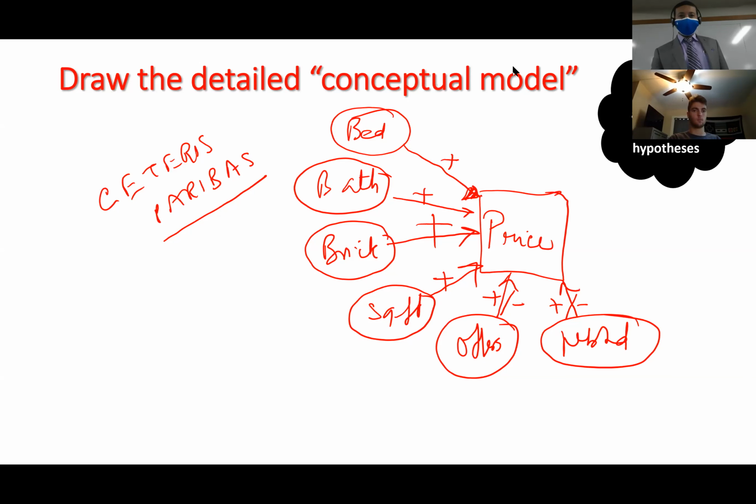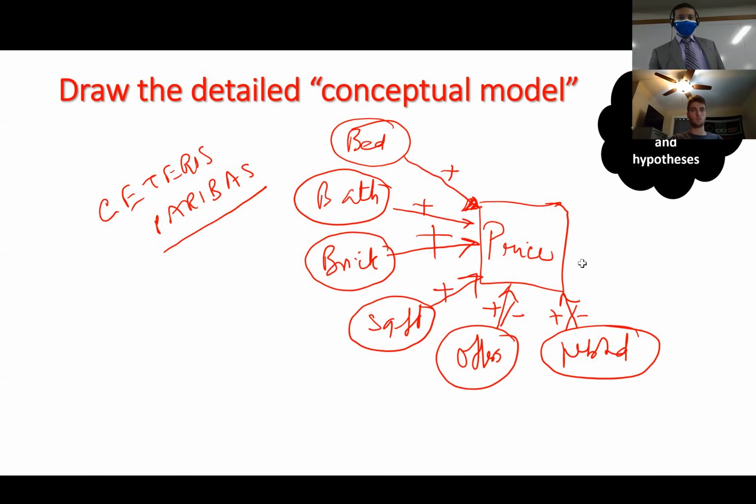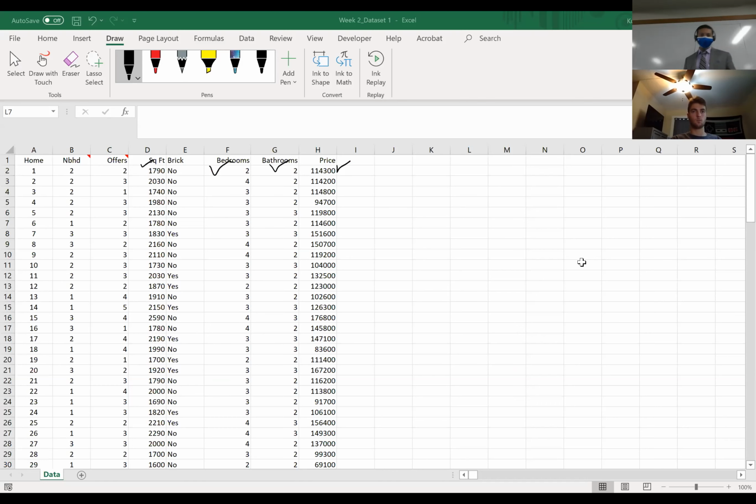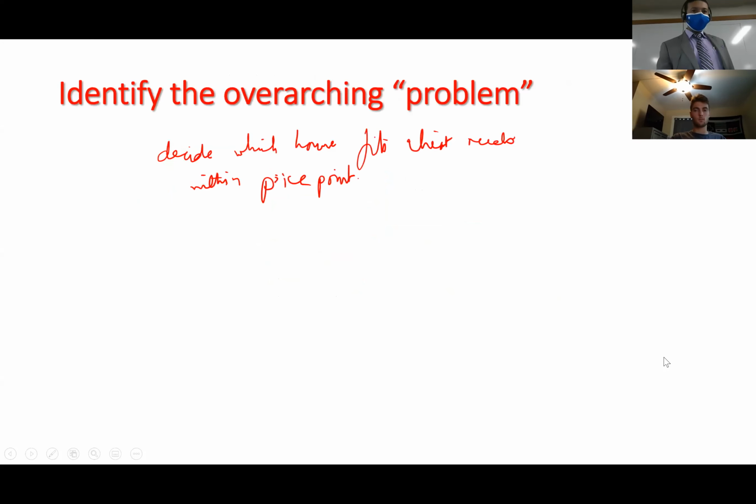So take one more look at the data set because I wanted to get into something much more detailed now. So we have neighborhood, we have offers, we have bedrooms, we have bathrooms, we have price. Okay. So now let's go back to our original model where we identified the overarching problem in terms of deciding which house fits the client needs within a price point. Can we define certain subsets of this problem?